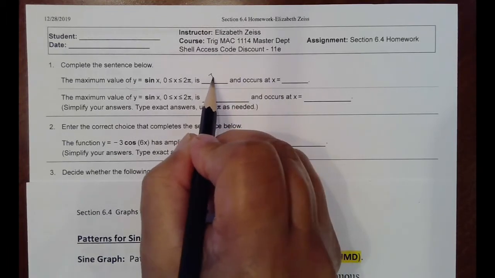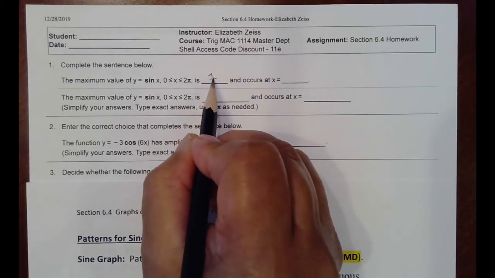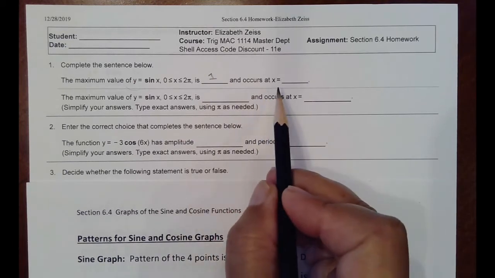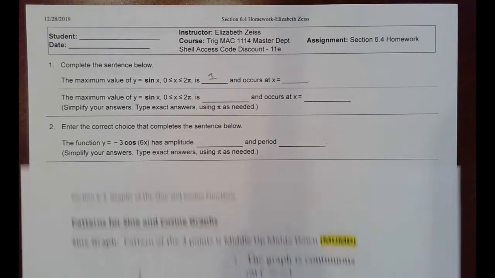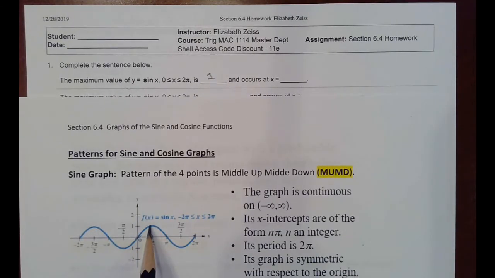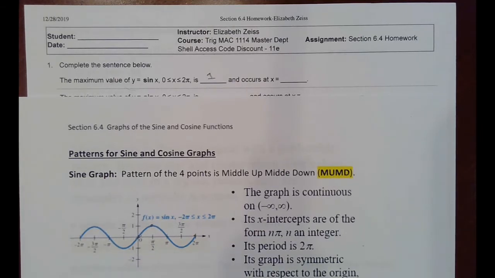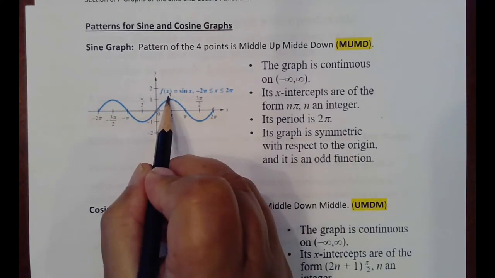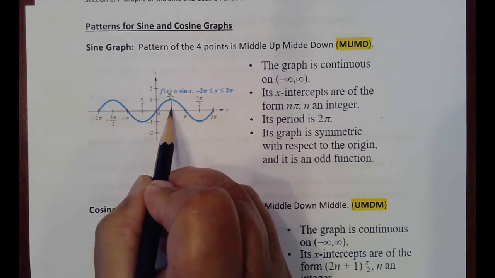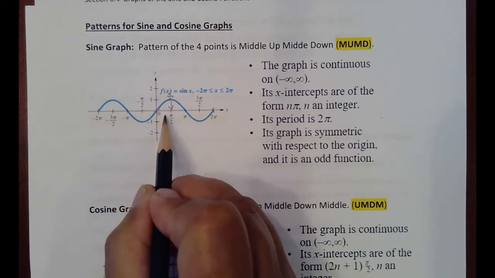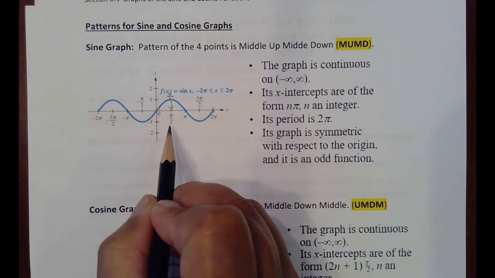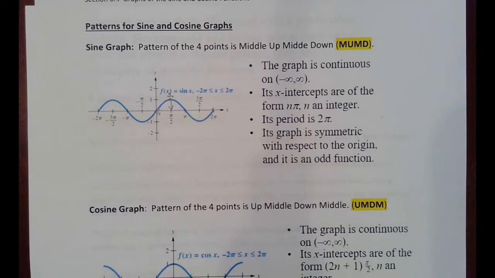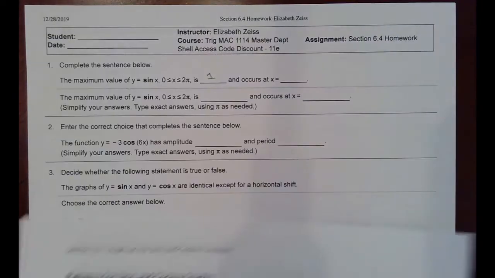And then they ask at what x value does that maximum value occur. So this maximum value of 1, which is right here, just follow it down to the x value underneath it. Let me slide this up. This is your maximum value of 1. And then slide down to the x-axis and you will see the x value that corresponds to that maximum value, which is pi over 2. And so that gives you the second answer.